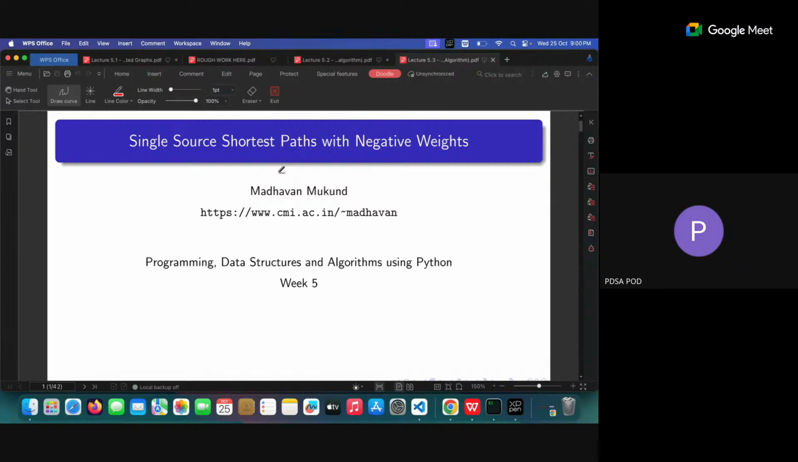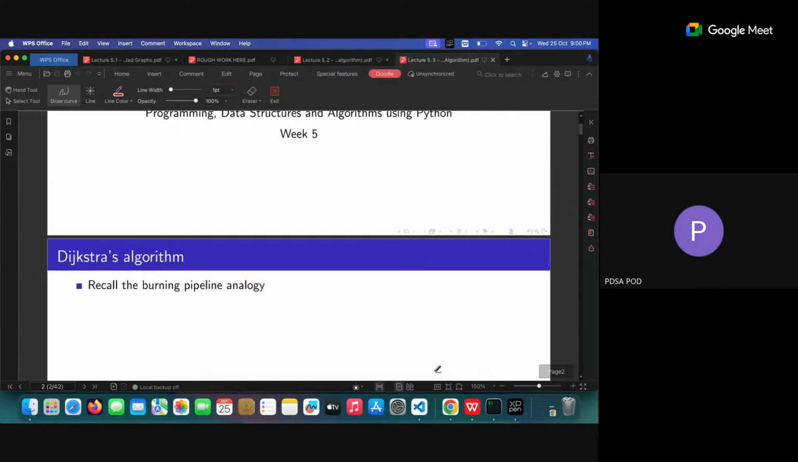Earlier, Dijkstra's doesn't allow negative paths, but in section 5.3 we are using Bellman-Ford. This algorithm allows negative paths, that is, negative edges. So let me go for it. That's one. It is also single source, but negative weights are possible.